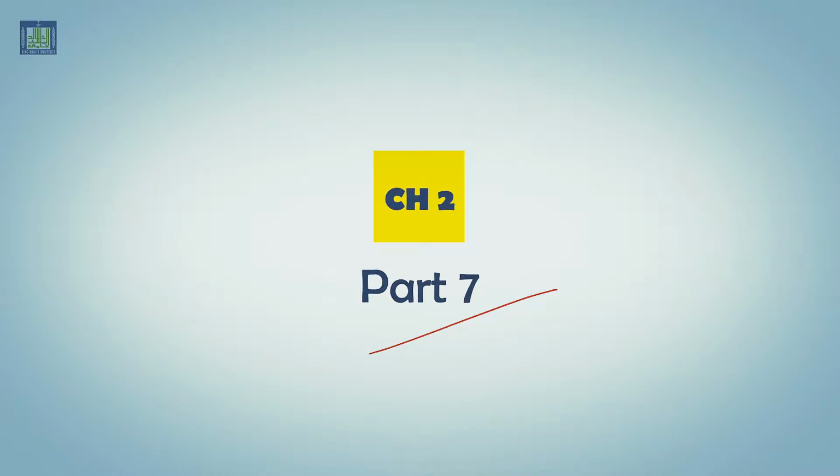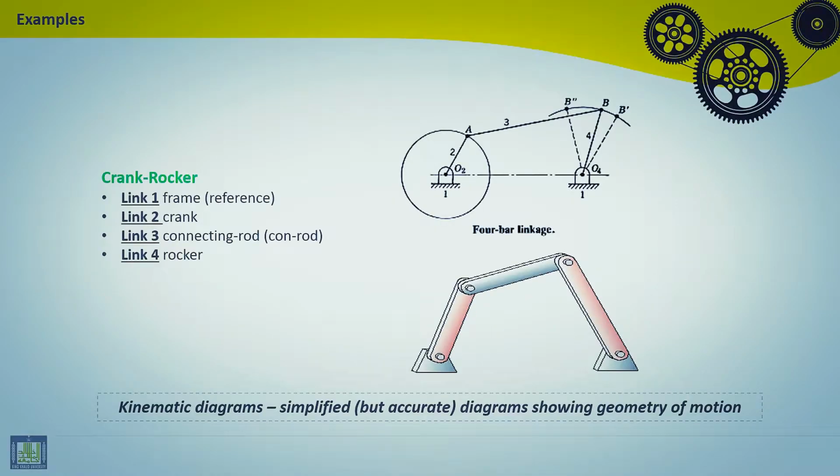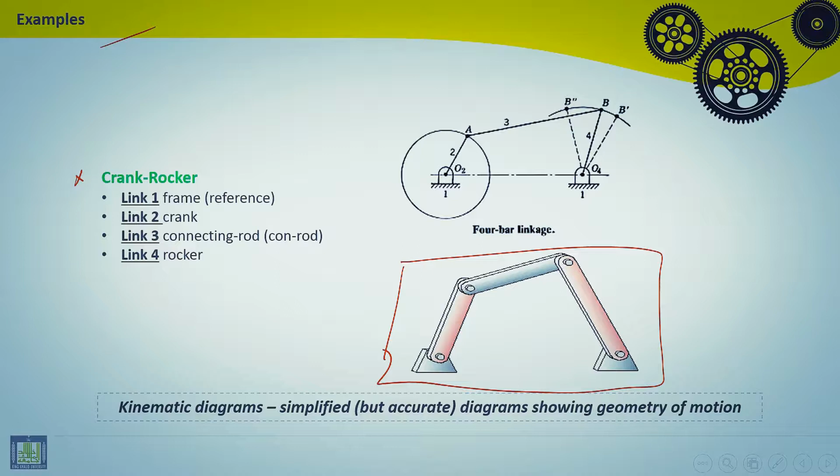مادة نظرية الآلات. We will continue with some examples for kinematic diagrams. Here we have a crank rocker. It is a 4-bar linkage, okay? With link number 1 grounded, it is the ground, okay? Here we have to draw the kinematic diagram, very simple and very easy to be drawn.